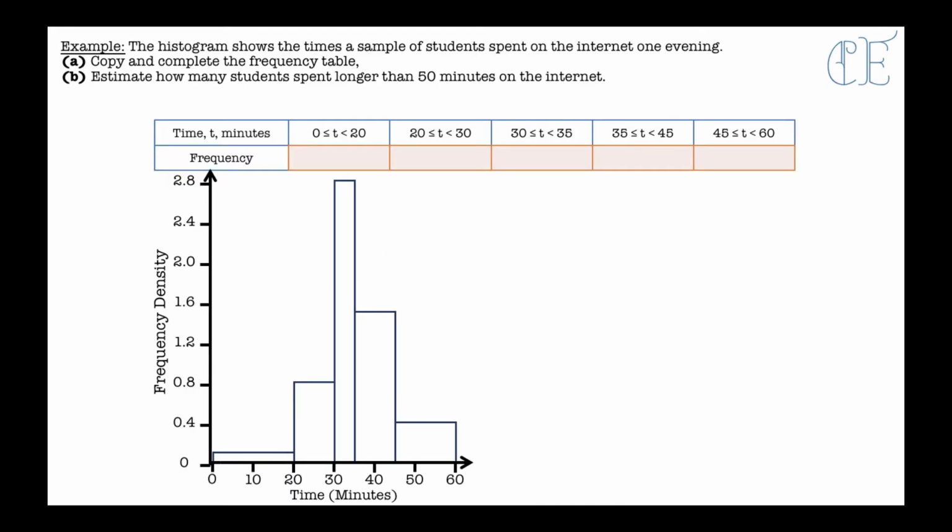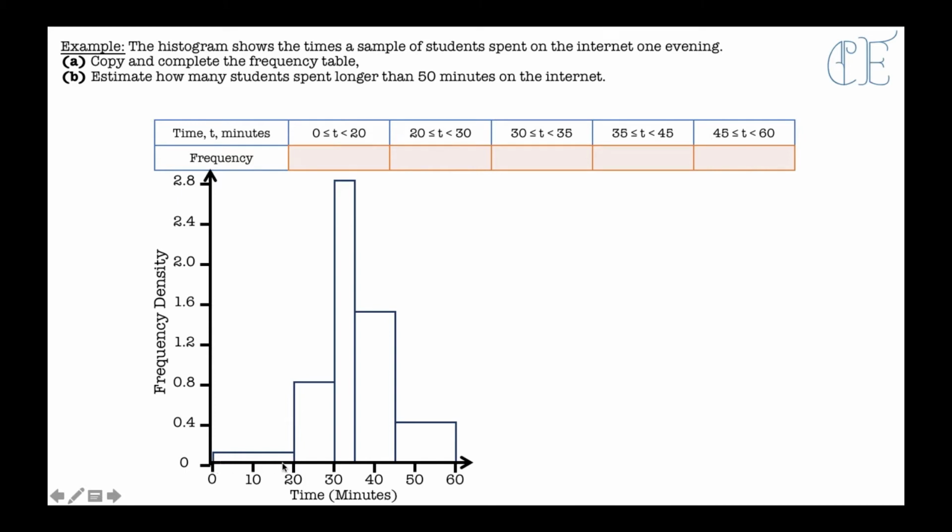So let's have a look at an example question. The histogram shows the times a sample of students spent on the internet one evening. So the first question, A, is asking you to copy and complete the frequency table. Now it wants us to fill in the frequency here. In order to do that, we need to do the area of the bar. So we must do this length times this height for this first bar.